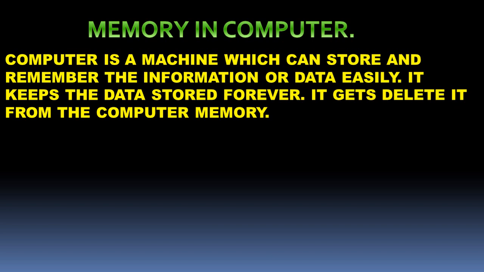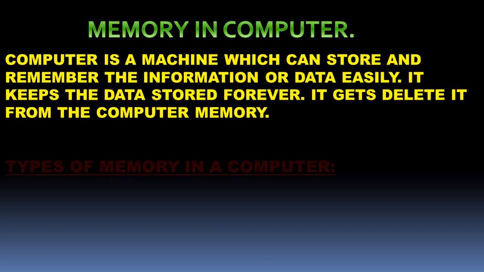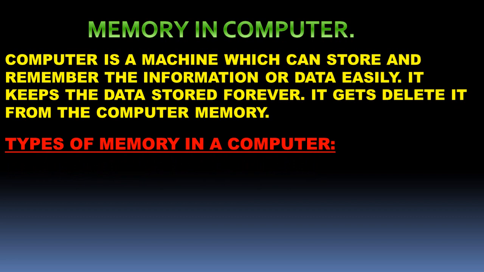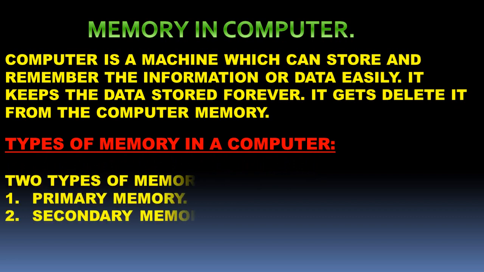Let us study more about memory and storage devices in this chapter. The computer memory is used to store all the instructions given by the user. It stores files, folders, documents, images, music, and also different types of software. Now we will study about the types of memory in a computer. First one is primary memory and the second one is secondary memory.